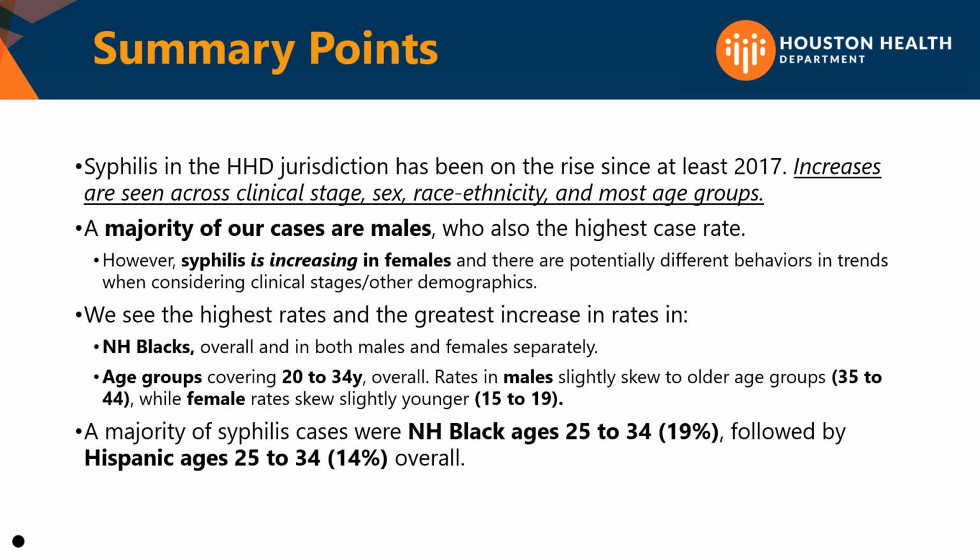Here are some summary points. Syphilis in our jurisdiction has been on the rise since 2017. Increases are seen across clinical stage, sex, race, ethnicity, and most age groups. A majority of our cases are male, which is also the highest case rate. However, syphilis is increasing in females also. There are potentially different behavior and trends when considering clinical stages of other demographics. We see highest rates in non-Hispanic Blacks overall in both males and females separately, age groups covering 20 to 34 overall. Rates in males slightly skew to older groups, and females' rates skew slightly to younger groups. The majority of syphilis cases are non-Hispanic Blacks from 25 to 34, followed by Hispanic ages 25 to 34 overall.